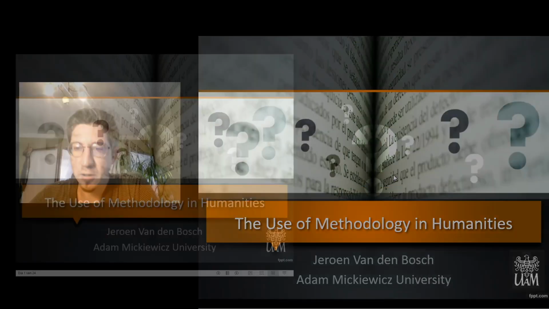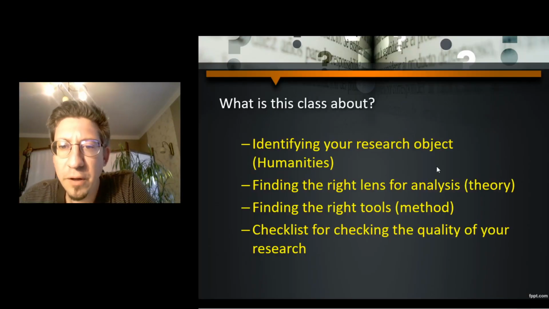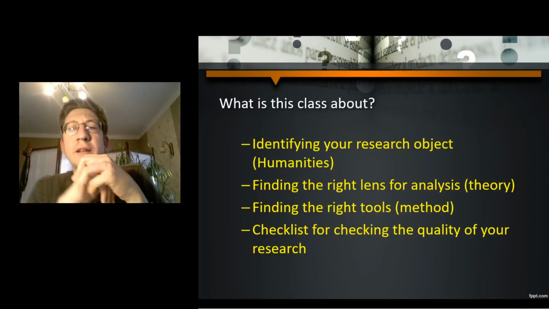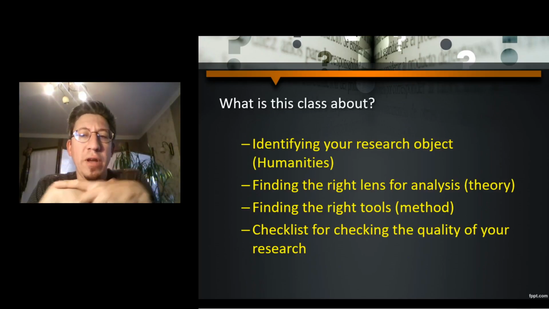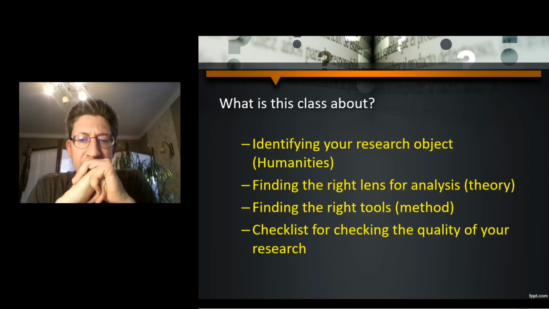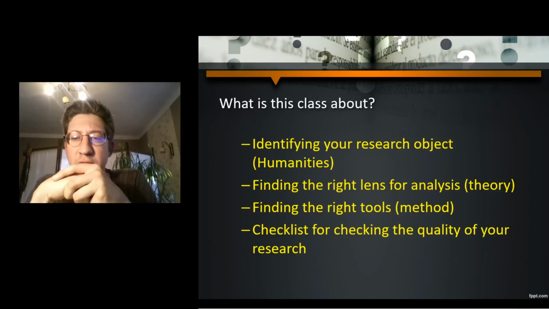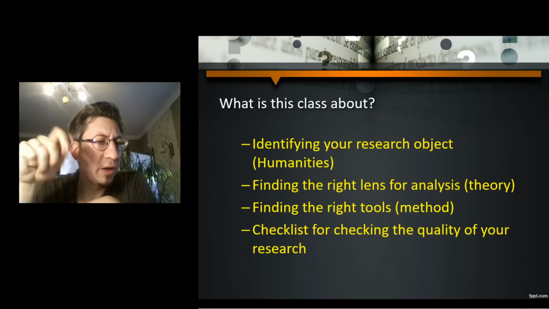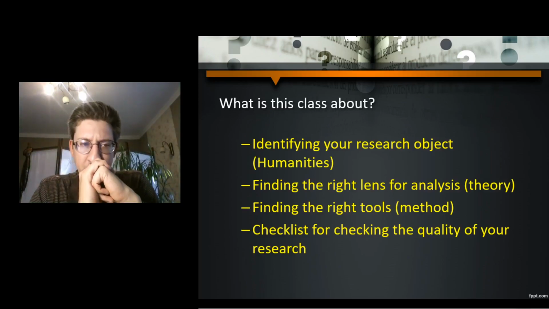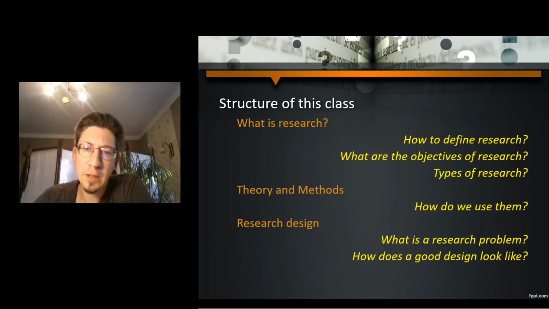Today I'm going to talk about the following issues as they appear here. So we're going to talk about identifying a research object, finding the right lens for analyzing, finding the right tools to do so, and I will finalize this class with a checklist for checking the quality of your research if you have ticked all the boxes. And this works for scholarly articles, but also for PhD chapters.